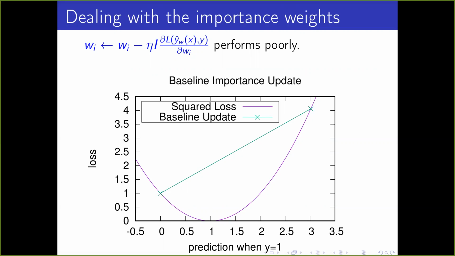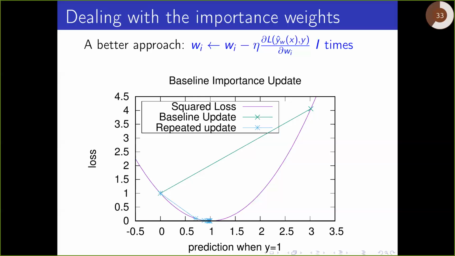There's a different way to think about what an importance weight should be. You can say, oh, look, maybe if you have an importance weight of 10, then that should be 10 updates each with importance weight 1 in a row. And that's what this repeated update is: you do the 10 updates with importance weight 1 in a row. Okay, so that's good, but it's not very computationally efficient.